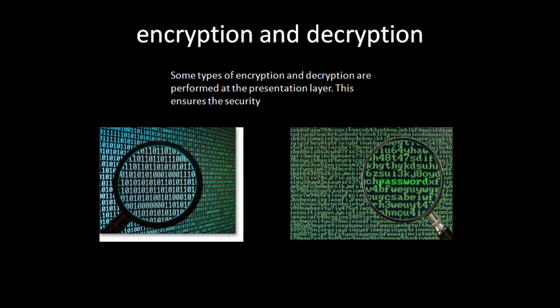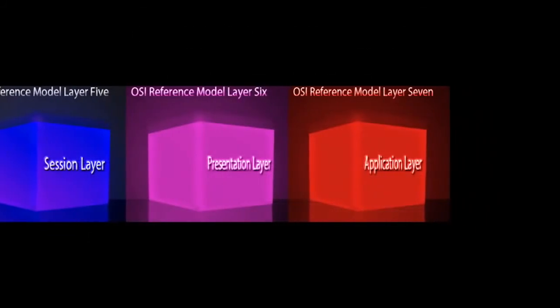Some types of encryption and decryption are performed on the presentation layer. This ensures the security of the data as it travels. For example, one of the most popular encryption schemes that is usually associated with the presentation layer is the Secure Socket Layer protocol. Not all encryption is done on layer 6.